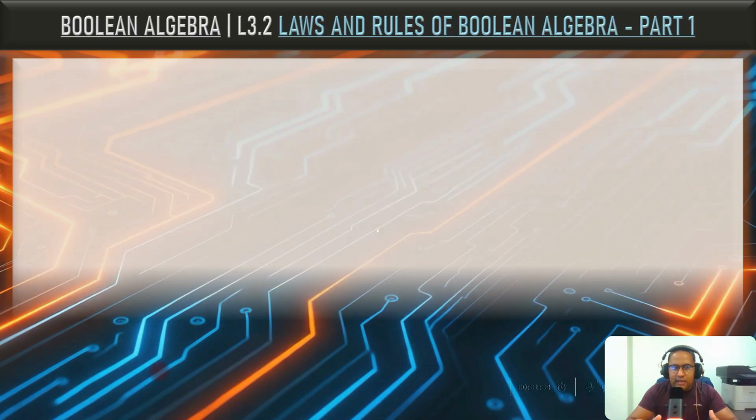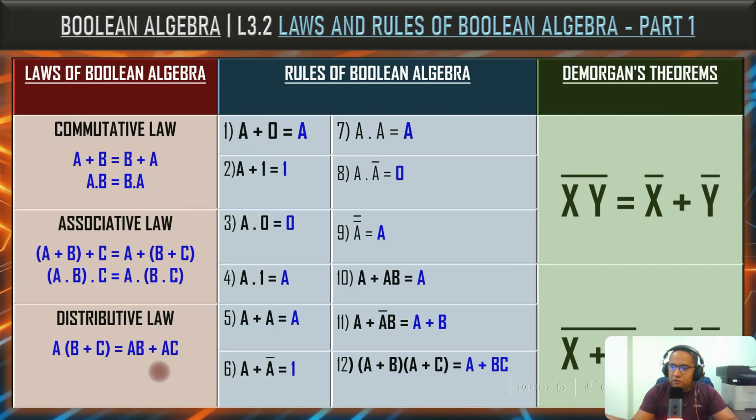Okay guys, before we begin, here's a general overview of the most common Boolean laws and rules. In the left column, we have the three main Boolean laws: Commutative Law, Associative Law, and Distributive Law. In the center column, we have 12 Boolean rules, widely used to manipulate and simplify expressions. On the right column, we have the Morgan's theorems, which will be covered in their own dedicated videos.